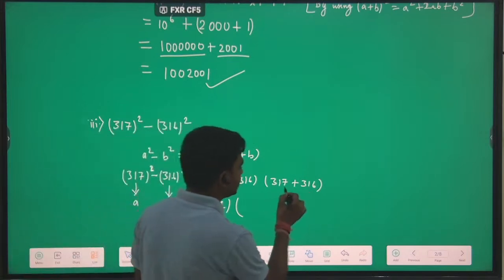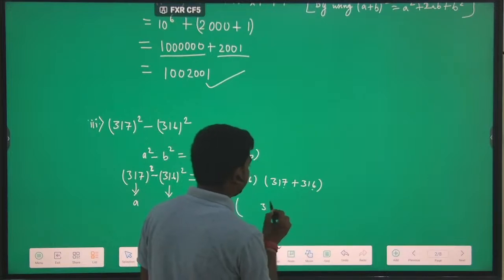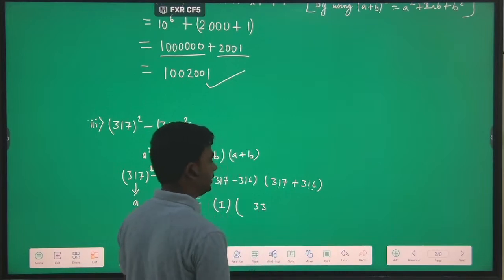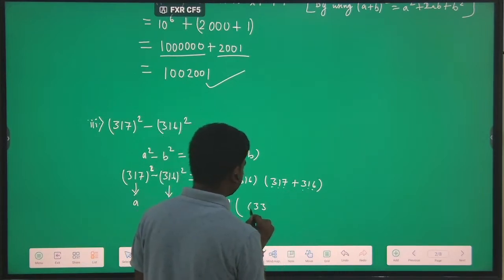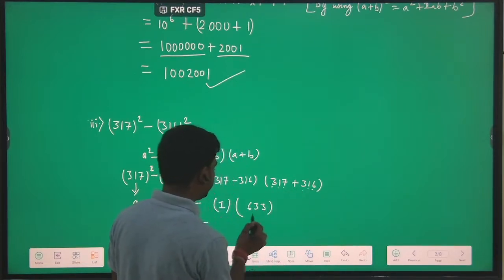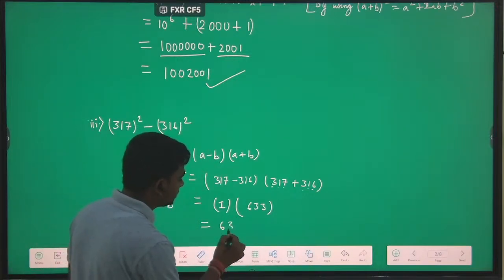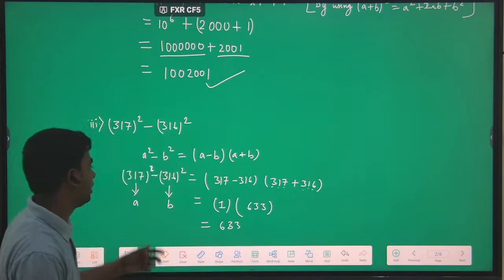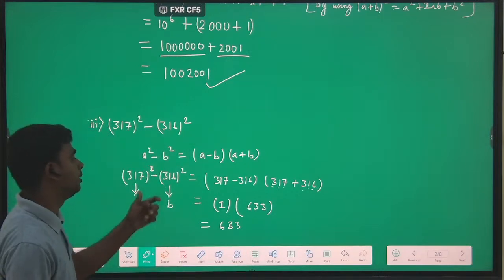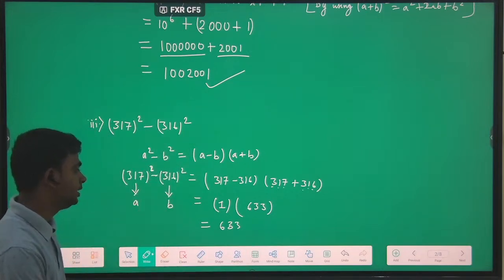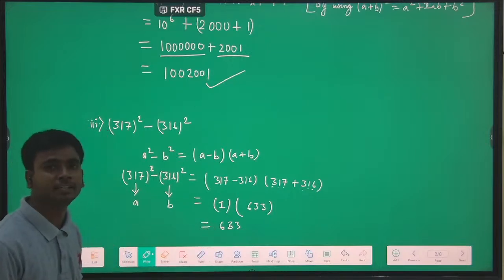So what is the value? 7 plus 6 is 13, carry is 1. 1 plus 1 is 2 and 1 is carry, so it will be 3. 3 plus 3 is 6. So the whole value will be 633 into 1. So we will get the value as 633. So the value of 317 square minus 316 square is 633.